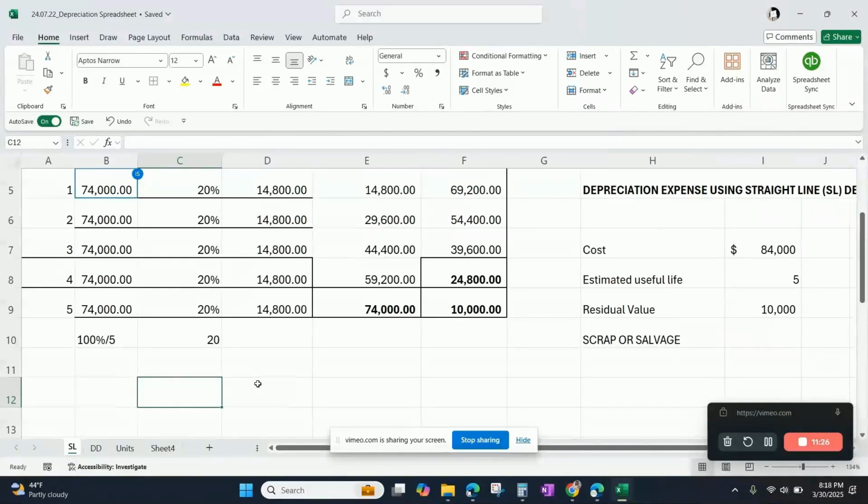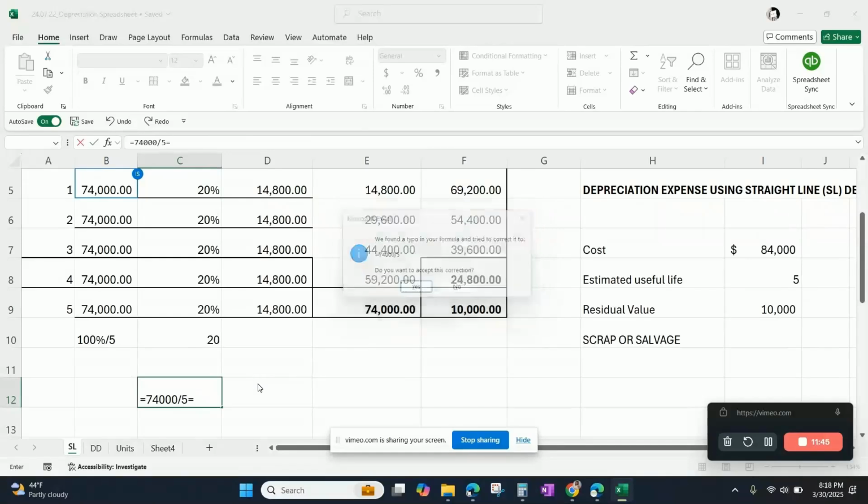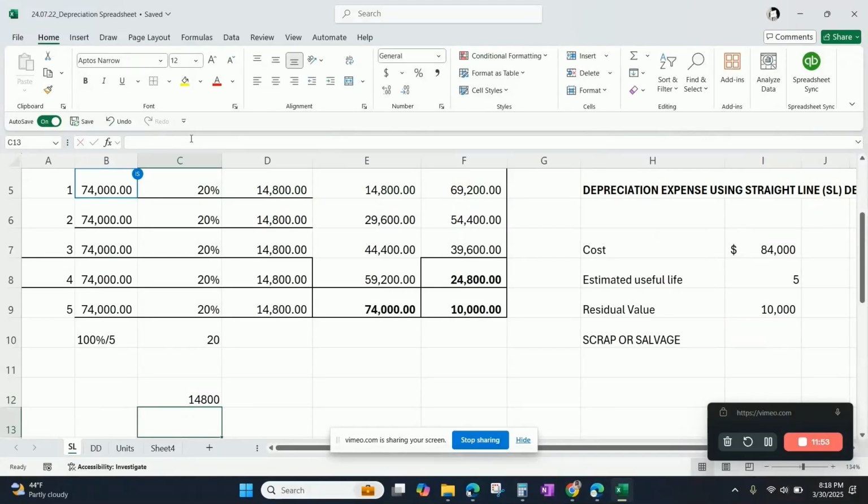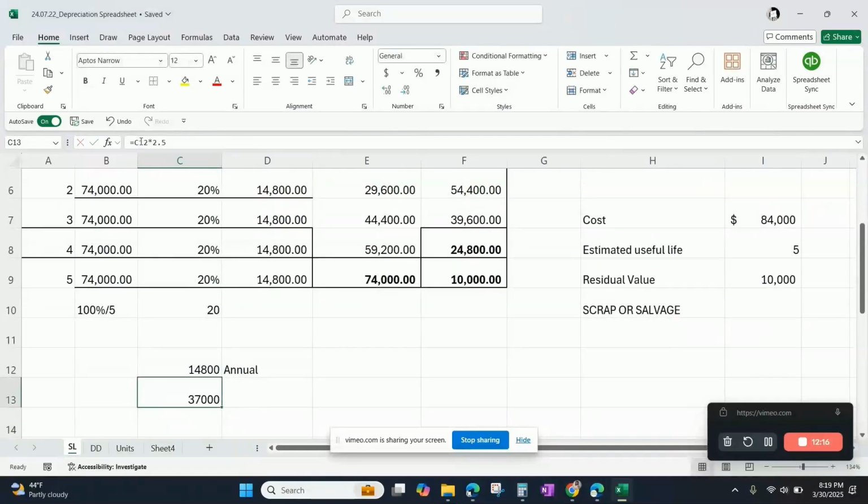Well, simply, you just have to find out how much is the depreciation for 1 year, which is 14,800. But let's assume we don't have this table. So you divide 74,000 by 5 years of use. That gives you the annual depreciation of 14,800. And then you multiply that annual depreciation by 2.5. That would give us the accumulated depreciation after 2.5 years.